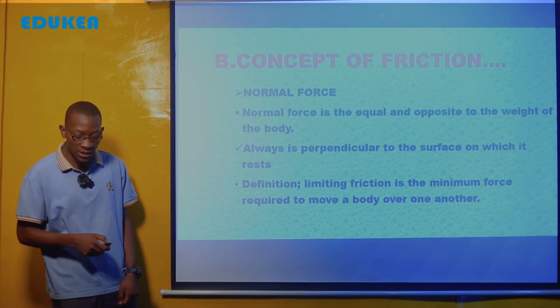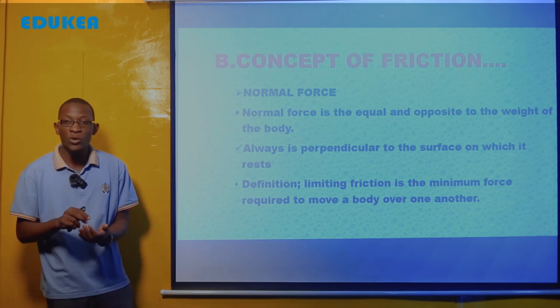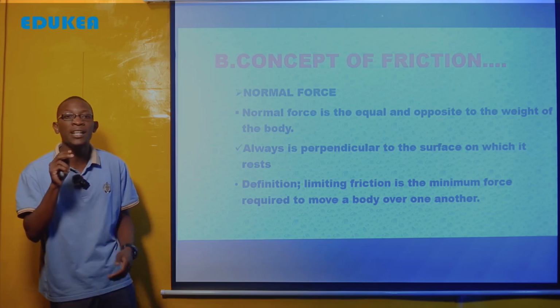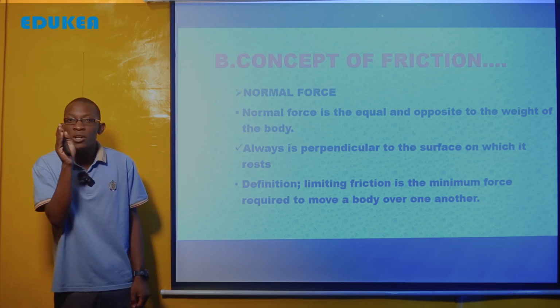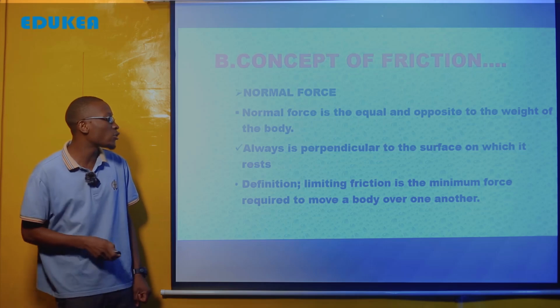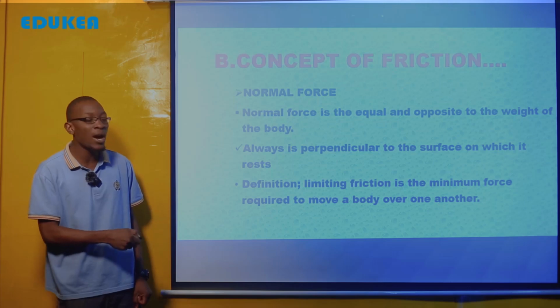So once tunapokuwa na kitu chetu tumekiweka kwenye meza, baada ya kukiweka kwenye meza tunahitaji nguvu kidogo tu kuweza kuadjust kile kitu kiweze kumove kutoka sehemu kilipo kwenda sehemu nyingine. So ile minimum force ambayo tunaitumia kuadjust ile body, hiyo tunaiita ni limiting friction. Is the minimum force required to move a body over one another.